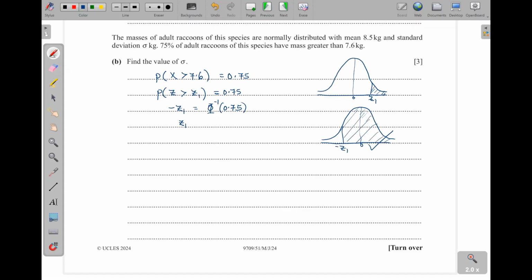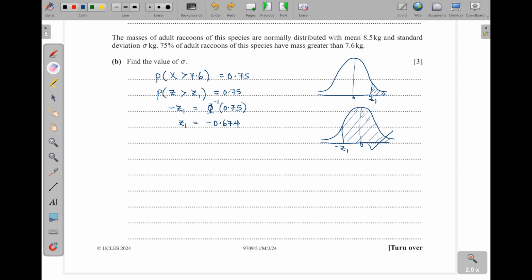So that means our Z1 is going to be negative 0.674. Okay, remember there is a negative here. This one is positive. Okay, it is like this. Then I divide all through by the negative. Okay. So that is how I get that.